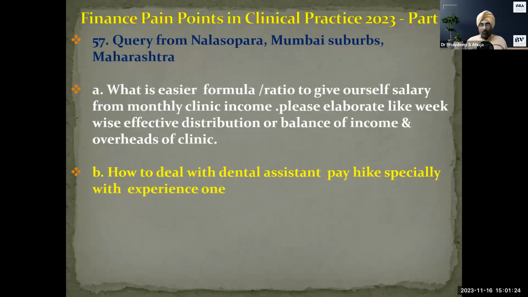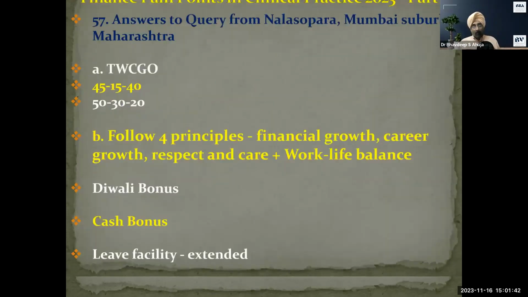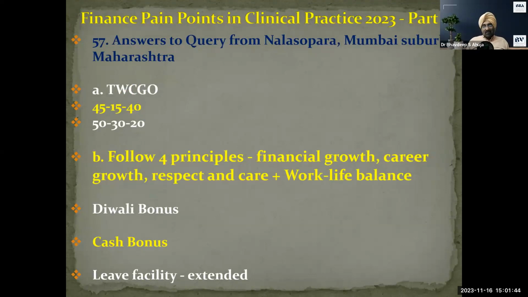Query from Nala Sopara, Mumbai suburb, Maharashtra. What is easier formula or ratio to give ourselves salary from monthly clinic income? Please elaborate, like week-wise effective distribution or balance of income and overheads of clinic. How to deal with dental assistant pay hike, especially with experienced ones. The simple formulas are TWCGO formula, 45-15-40 Bhavdeep formula, or the 50-30-20 standard universal formula.